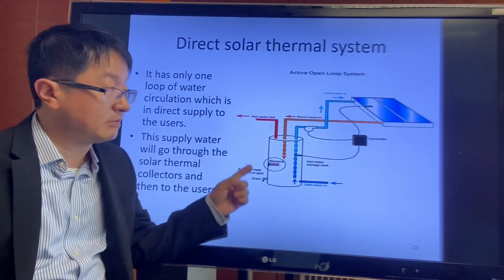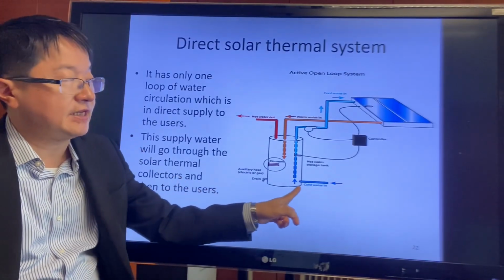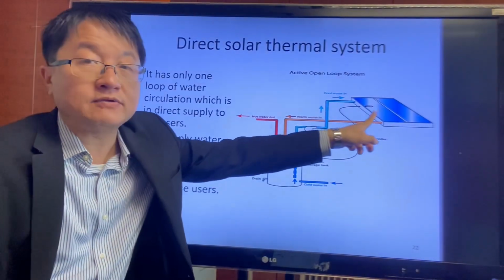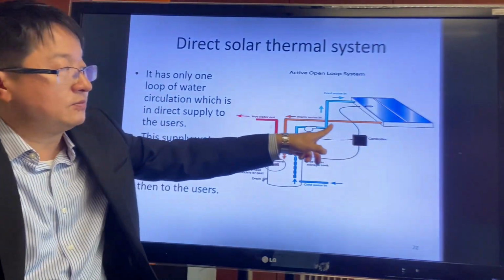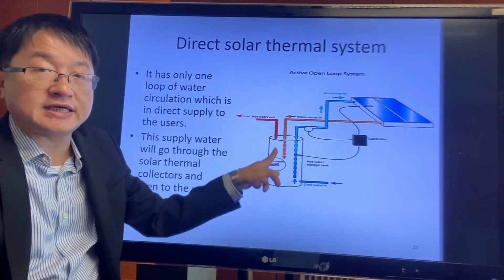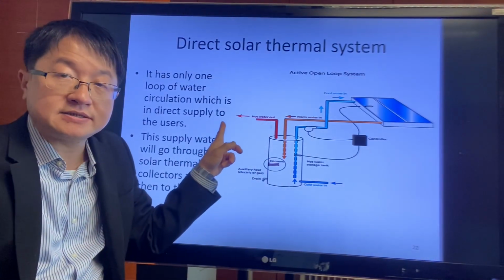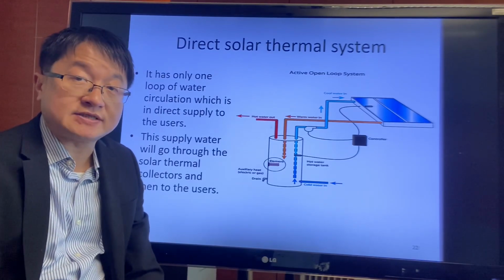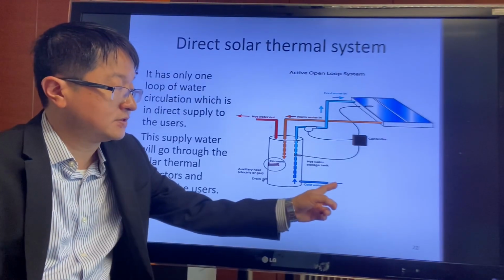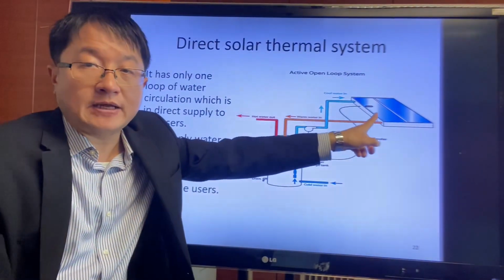This is the diagram of a direct solar thermal system. Cool water feeds into the solar panel directly and is heated by the solar energy. The hot water is then first stored in this water tank and drawn to the domestic heating system when necessary.